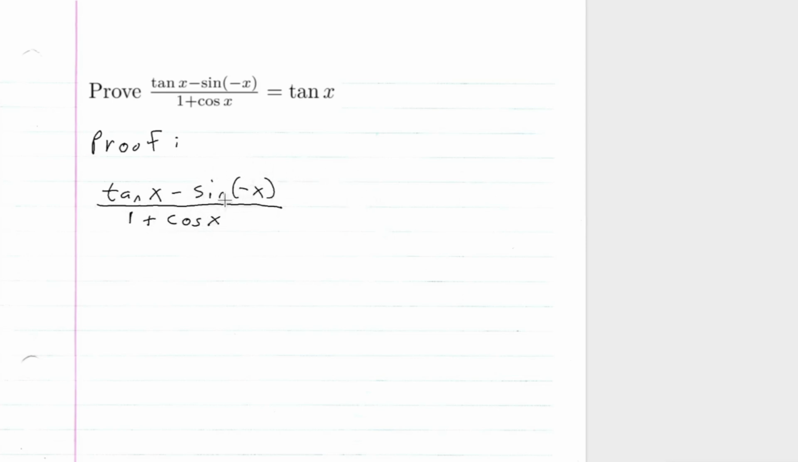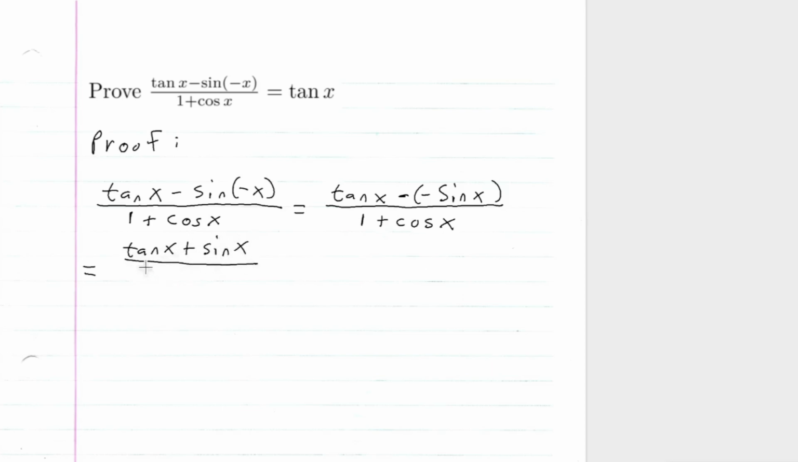Since we know that sine is an odd function, we know that sine of negative x is the same thing as negative sine of x. That's over 1 plus cosine x. And then, of course, negative times negative is positive. So we can write this as tan of x plus sine of x all over 1 plus cosine of x.